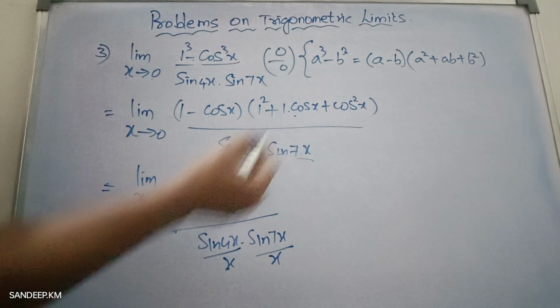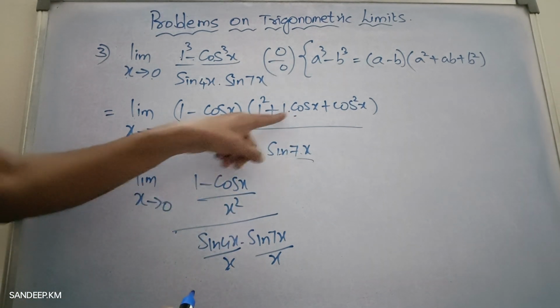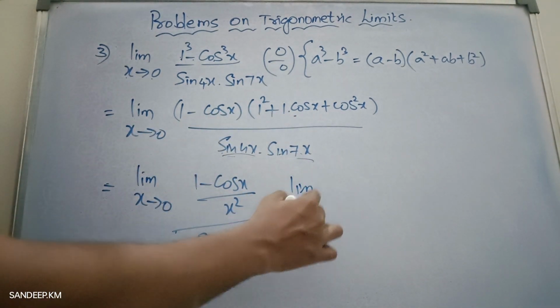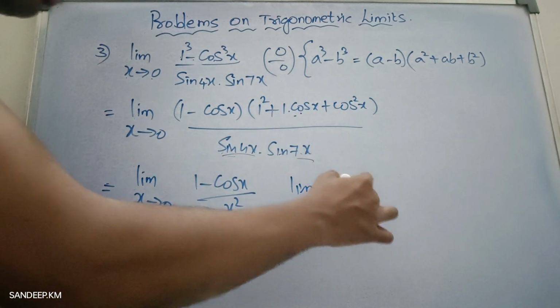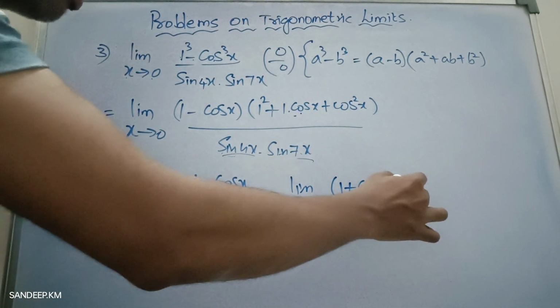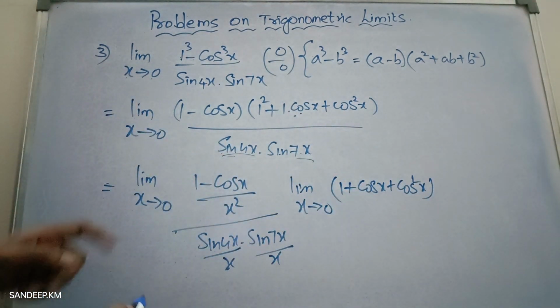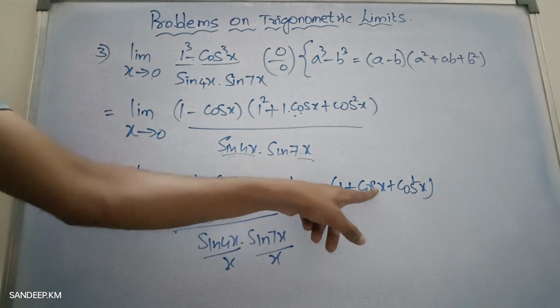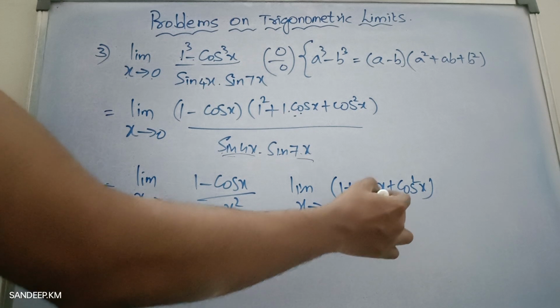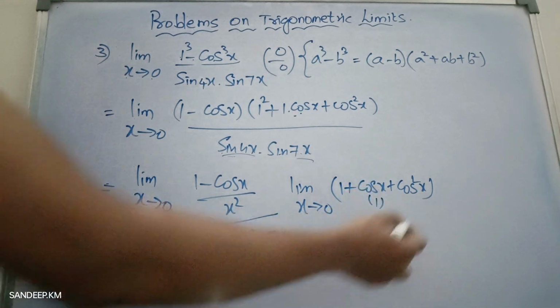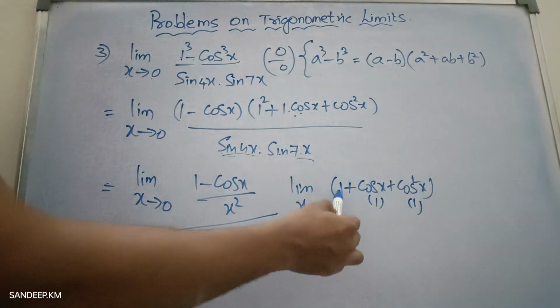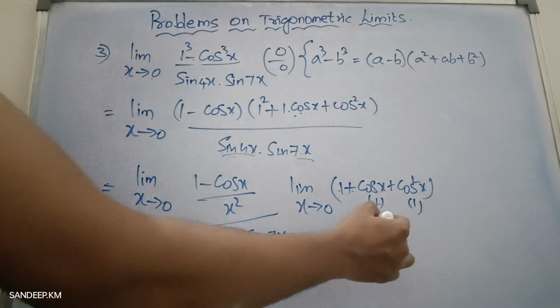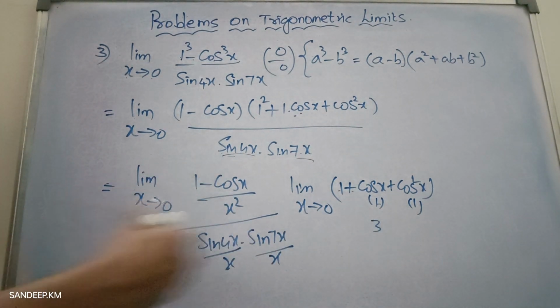And what happened here? We can directly substitute limit x approaches 0. Let me write it as limit x approaches 0 for this function, 1 plus cos x plus cos square x. I just separated limit for this one and also this one. Here you can directly substitute x as 0. So how much do you get here? This is cos 0, 1. This is cos square 0, 1. 1 plus 1 plus 1 will become 3. So this number is 3. We can take it outside.